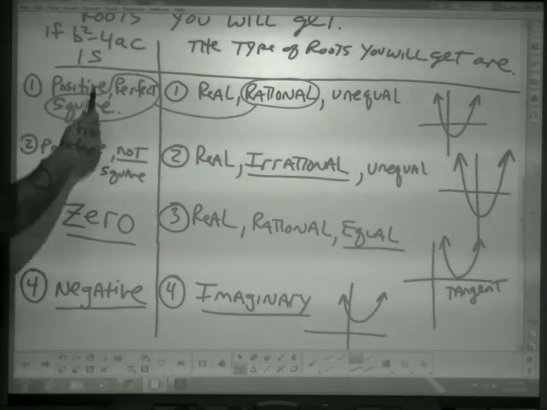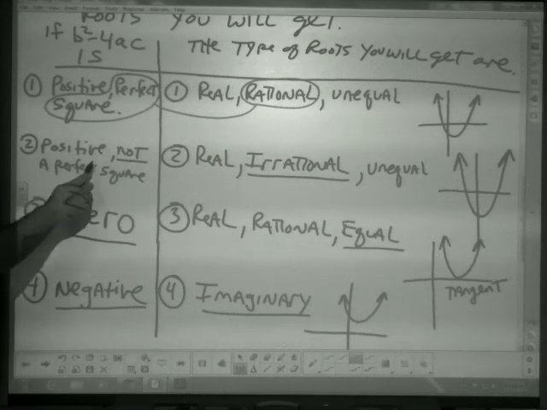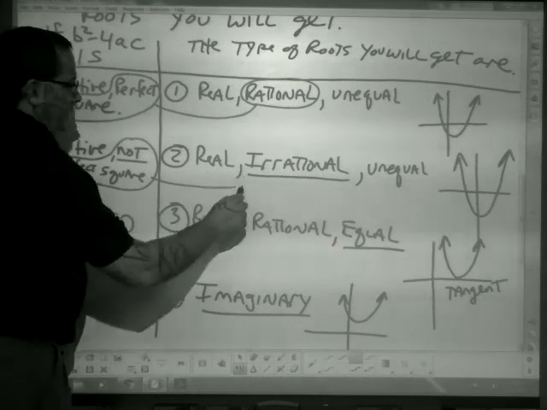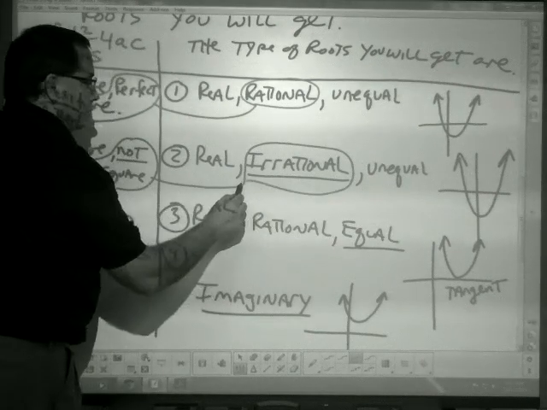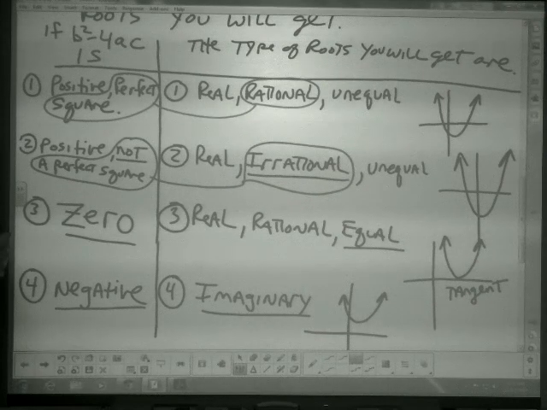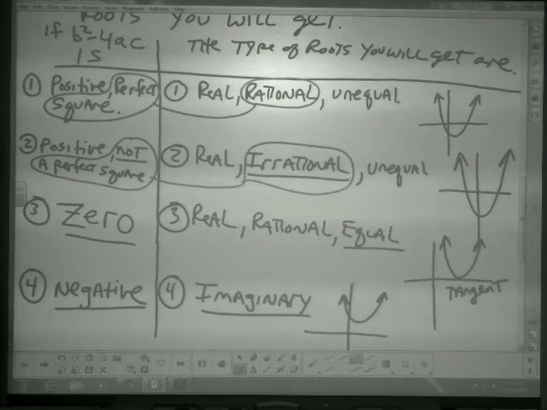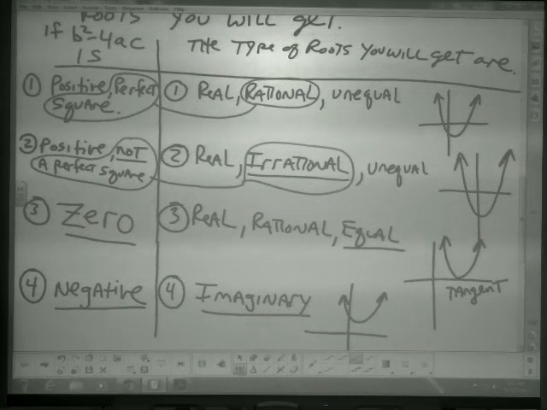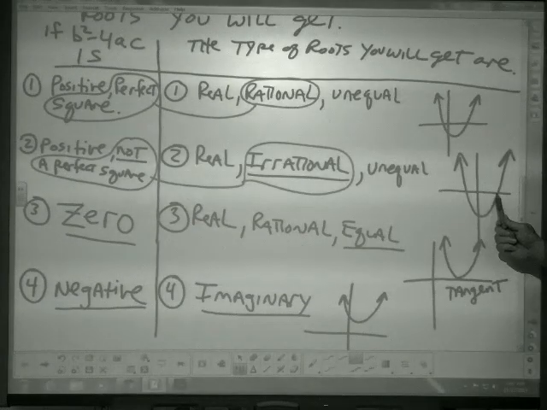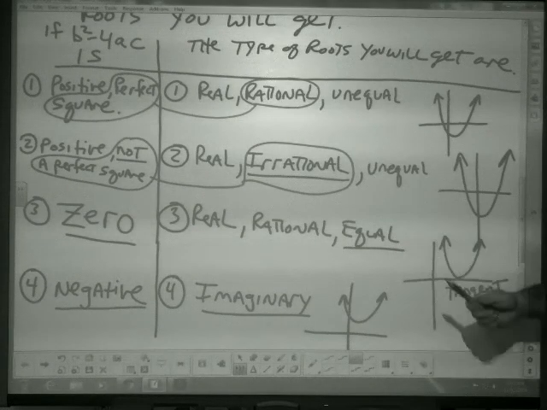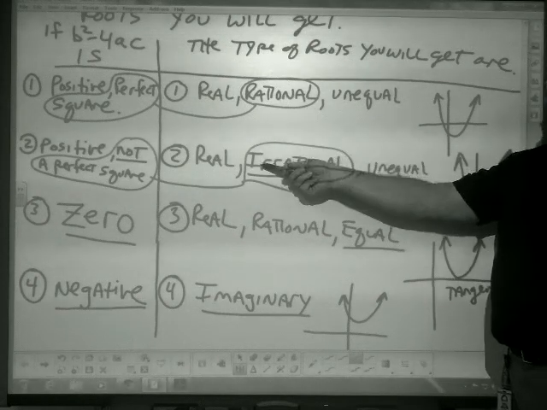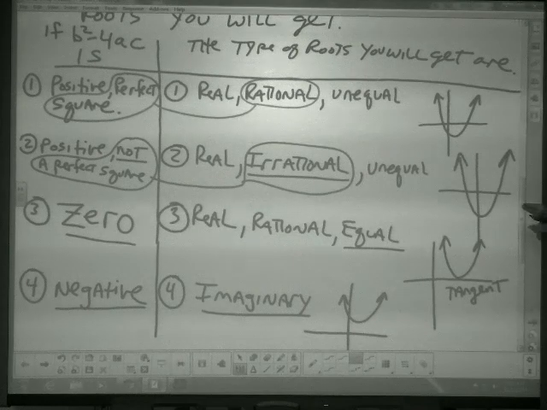If this b squared minus 4ac is not a perfect square, that will be irrational. Those two need to be linked together. Not a perfect square like 7. The square root of 7 is not a nice number. It's irrational. It just goes on forever. And they will also be unequal because it will not hit in the same location. So the difference between these two is purely a perfect square is rational, not a perfect square is irrational.